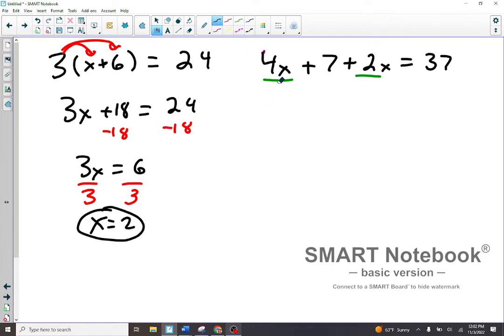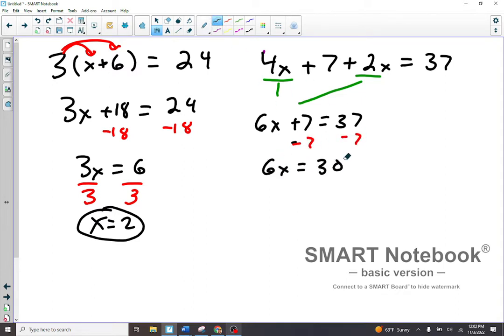A very common error that occurs is that people, because you're always thinking about, oh, how do I bring it to the other side, they think they're bringing 2x to the other side to 4x, and they will subtract by 2x. No. Combine like terms normally when you're on the same side of the equal sign. Either way, this is going to become 6x plus 7 equals 37, minus 7 minus 7. 6x equals 30, divided by 6 divided by 6. X equals 5. Okay?